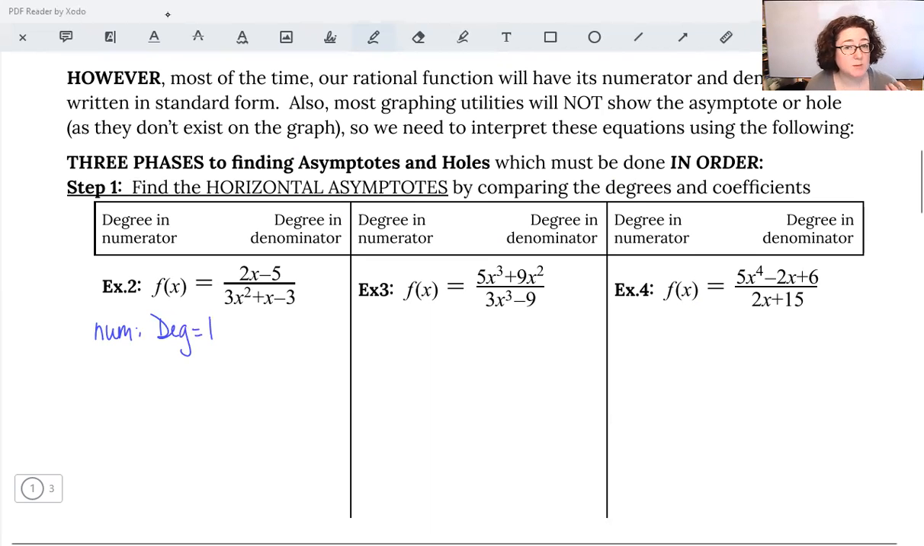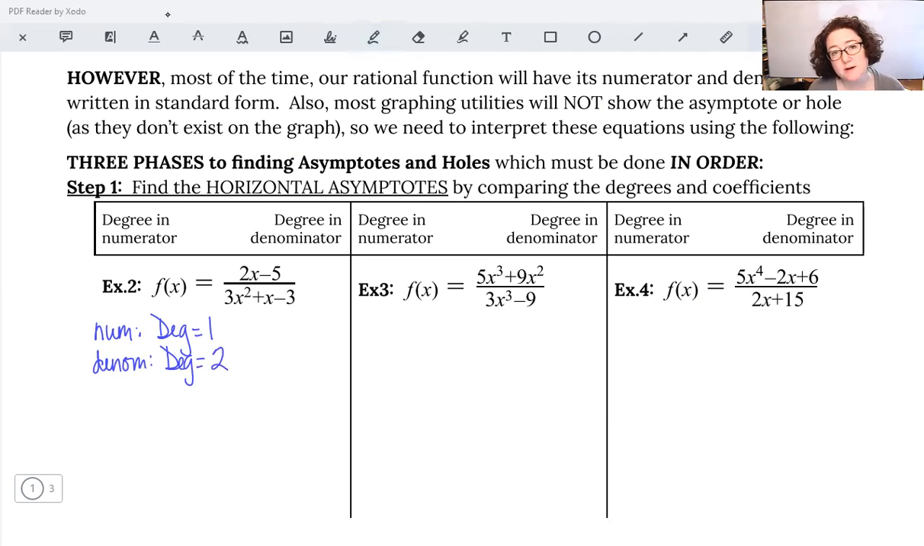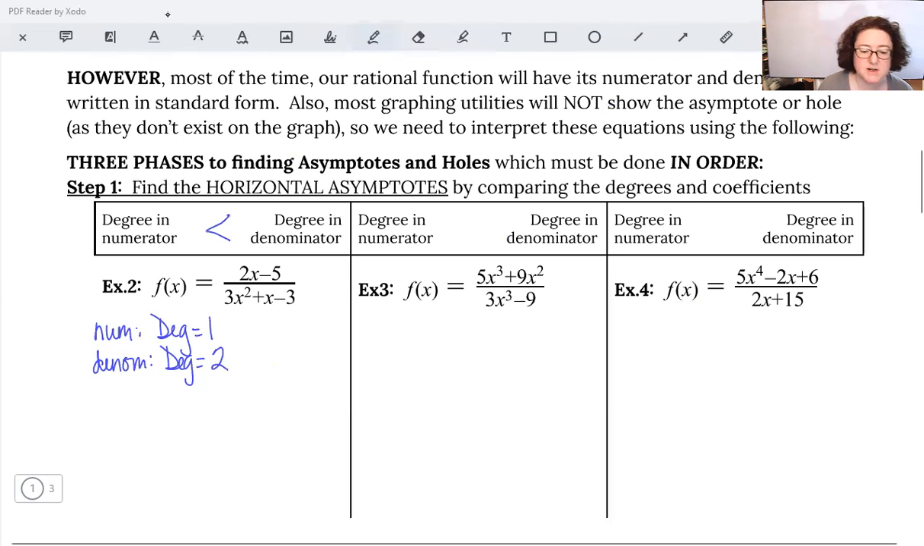Highest exponent is just that plain x, or the 2x, which has an exponent of 1. Your denominator actually has a degree of 2 because we have an x squared. So the degree of the numerator is less than the degree of the denominator. When we have that scenario, we're going to have a horizontal asymptote, which I'm going to abbreviate as HA. Our horizontal asymptote is always going to be y equals 0.